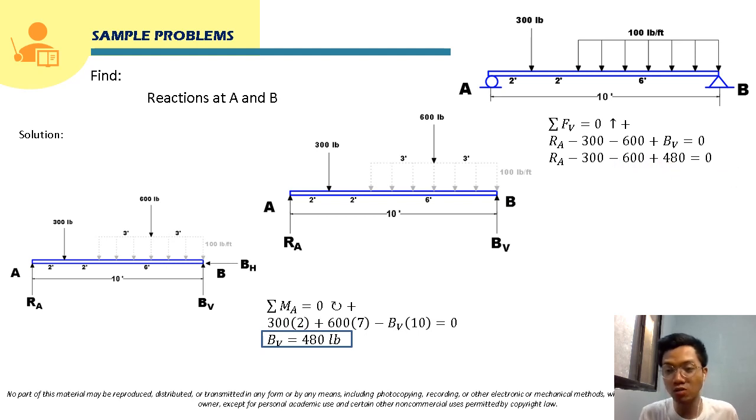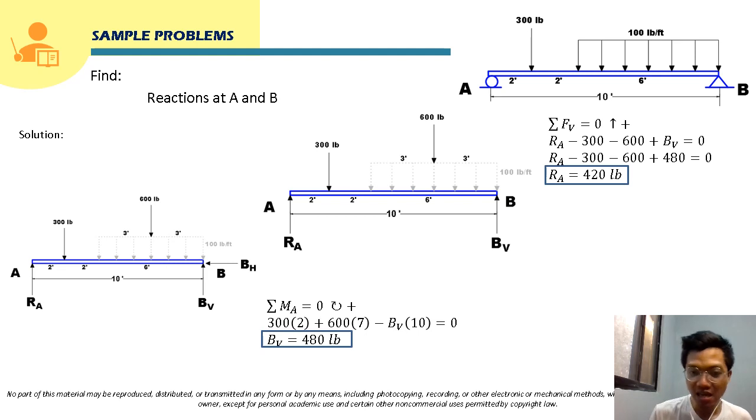We can now solve for RA since only RA is the unknown here. Solving for RA, we just transpose negative 300 minus 600 plus 480. Now we will transpose that, so that will be 300 plus 600 minus 480. Okay, so it will give us 420 pound. That will now be the reaction at point A.